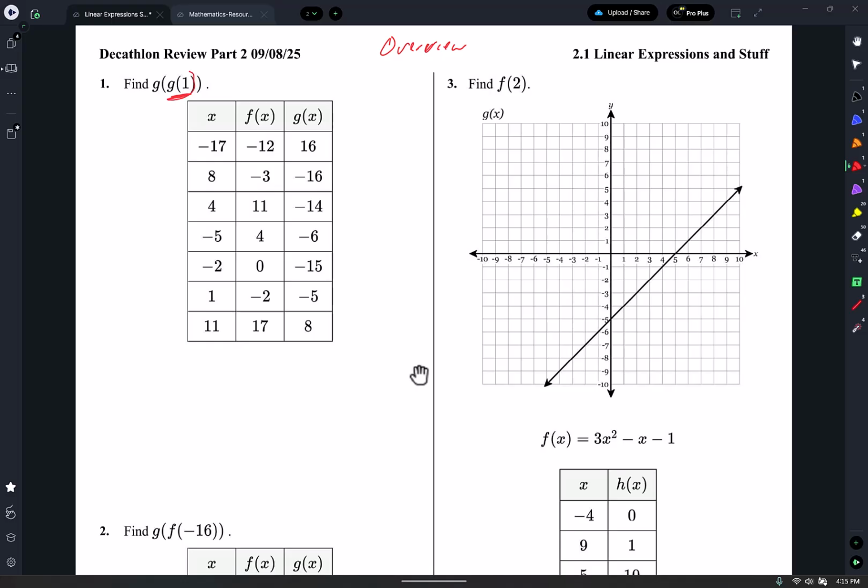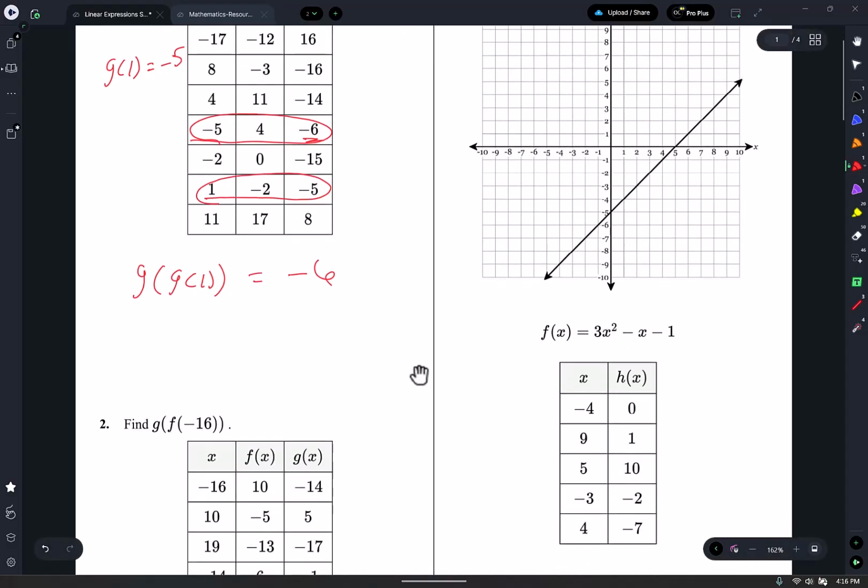So you start with the inside, g of 1, and you look to see what g of 1 is. So here it is, g of x. G of 1 is negative 5. Do you guys see how I got negative 5? And that's what I'm going to plug in there. So this now turns to g of negative 5. So I go to g of negative 5, and there it is. What's the answer? Yep, so g of g of 1 is nothing more than negative 6. How do we feel about that?